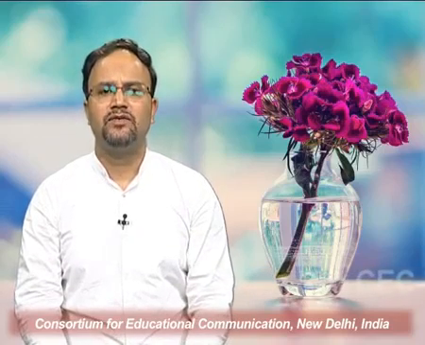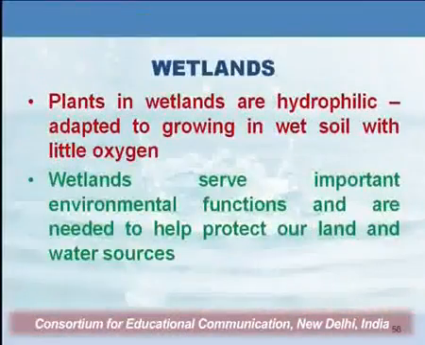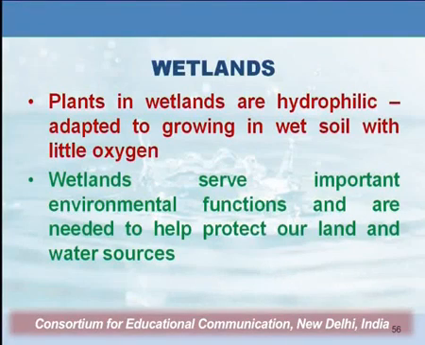Now, the plants which are found in wetland, they are hydrophilic, that means they are adapted to grow in moist conditions, that is soil which is very wet and also has little oxygen. So, the region has wet soil, too much moisture, and also the oxygen is very less, and these are specific plants which can grow here.